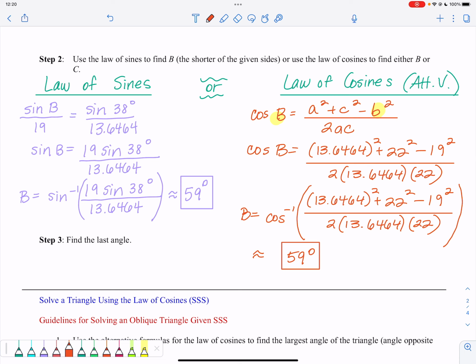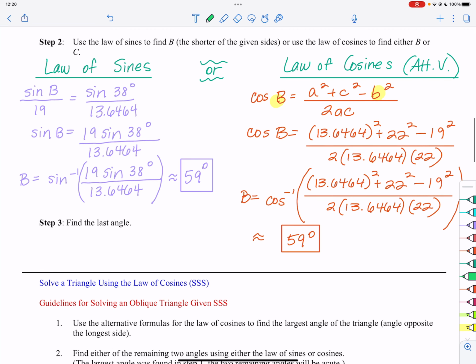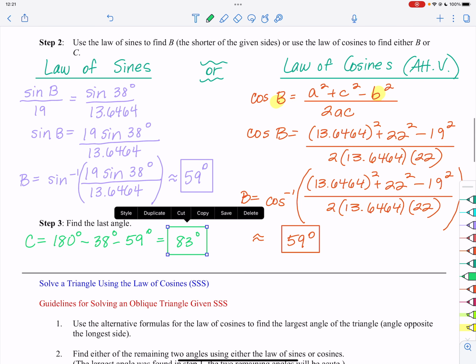Okay, so now to find the last angle, we have easy work to do because we know that angle C is going to be 180 degrees minus 38 degrees, and now minus this 59 degrees, and we will have 83 degrees. So we worked through that step by step.